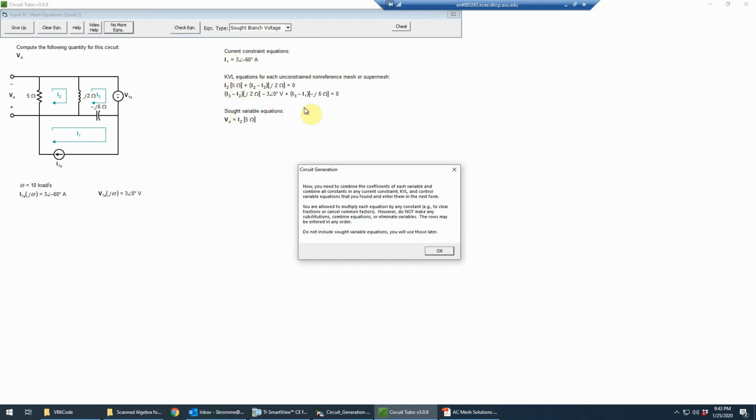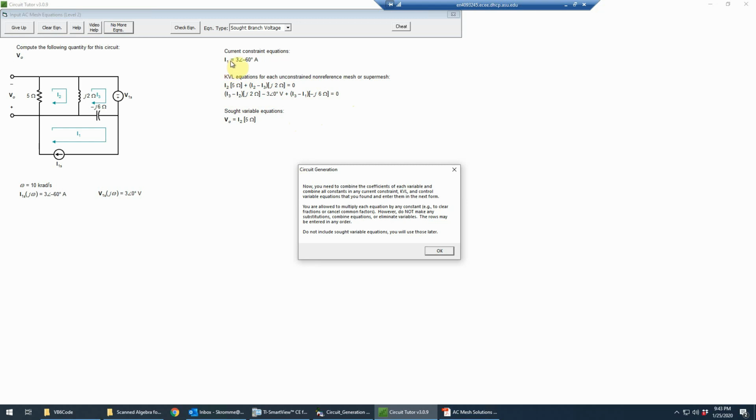For right now, we want to put these into standard form, meaning that we combine the coefficients of each variable, like say I2, for example, or I3 or I1, and then we put all the constants, if any, on the right-hand side. So like there's a constant, for example. In doing this, we are allowed to multiply through by a constant, although we probably wouldn't need to do that in mesh analysis typically.